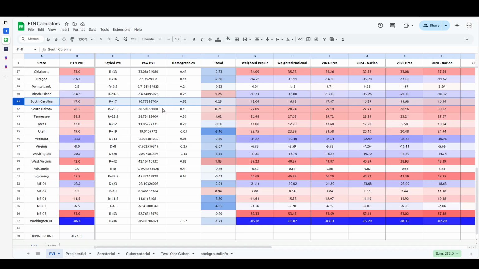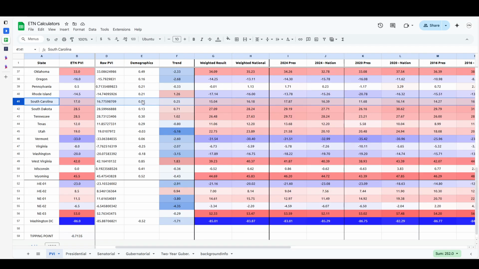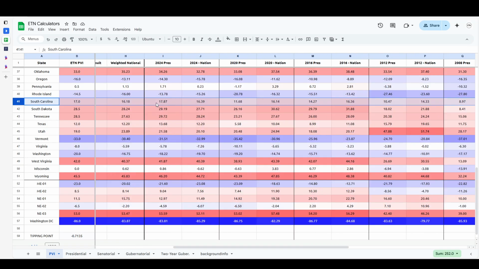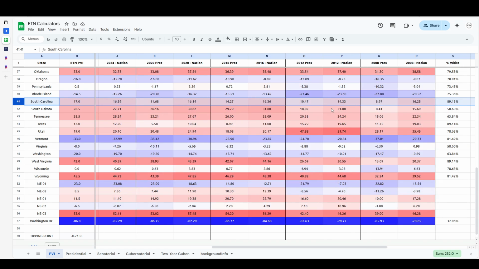Next up is going to be South Carolina, 17. Just barely rounding up. It's actually a right trending state. Interestingly enough, it moved to the right in comparison to the nation. That's, again, one of the few states to do so. It moved a little bit to the left, but then it really undid it in 2024. And that was after it voted 14.33 to the right of the nation.